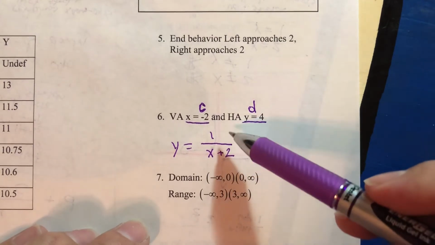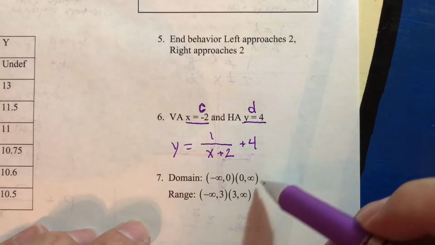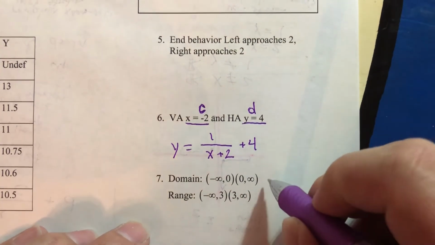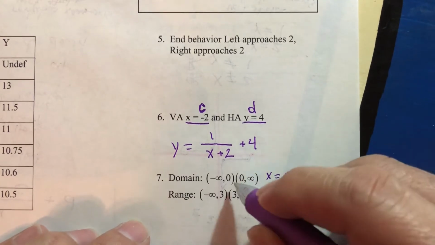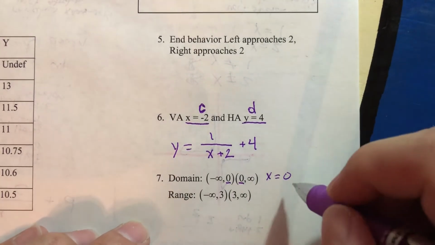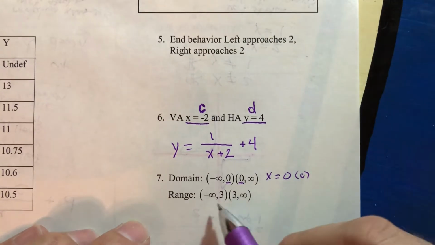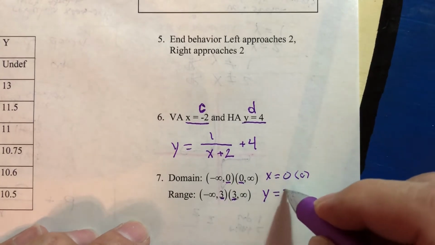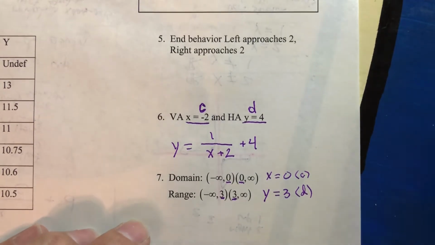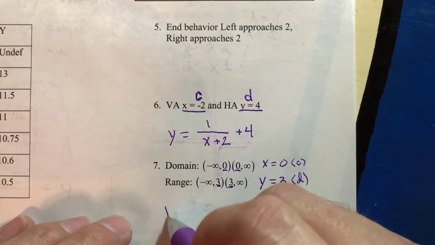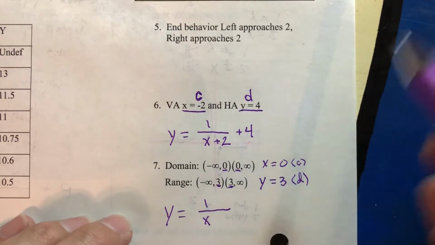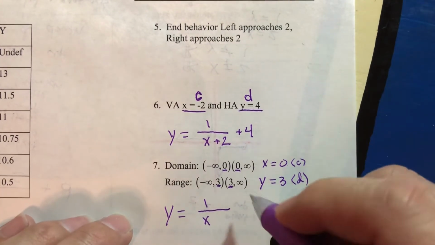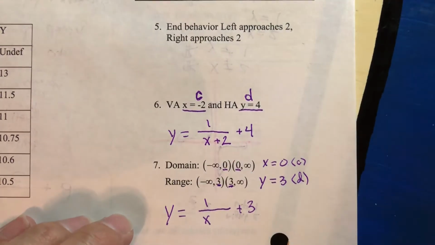Okay, 7 is very similar to number 6. This is just another way of giving us the HA and VA. So the domain, the HA is x equals 0. Okay, so that's our constraint. So again, that's our C value. And then right here, the range, y equals our constraint is 3, and that's our D value. And so again, if I'm trying to write the equation, I start off with my parent function, and then I adjust from there. Since the C value is 0, I don't need to write anything down here, and the D value is 3, so I'll go ahead and put my +3 here.